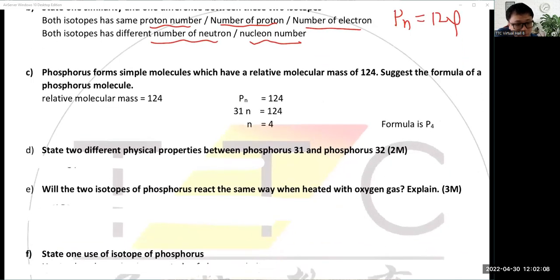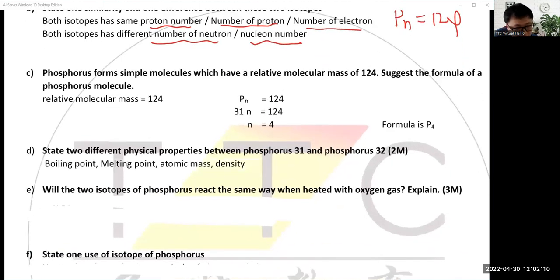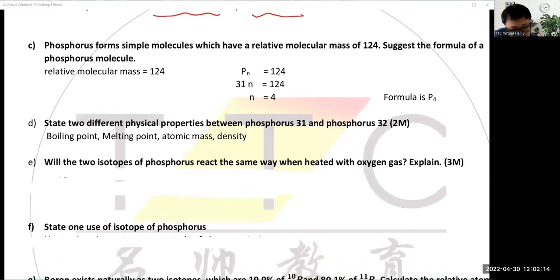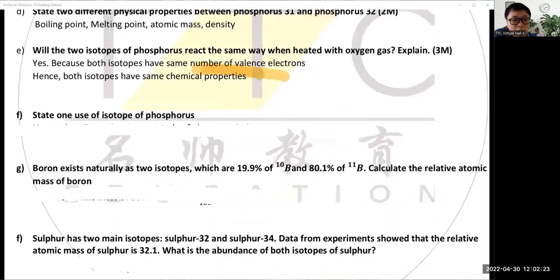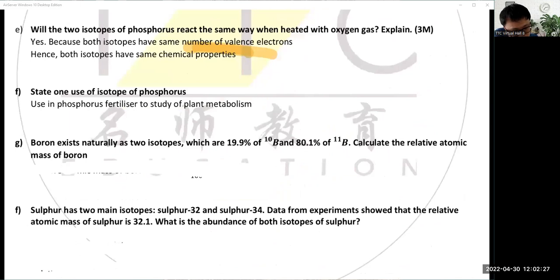What are two different physical properties? As I told you just now, they have the same melting point, boiling point, atomic mass, density. Will they react the same way with oxygen gas? Yes, because they are isotopes, they have the same chemical properties due to having the same valence electrons. You can see the question is repeating. Okay, what is the use of isotope? To study the fertilizer, you can use it as a tracer in fertilizer.